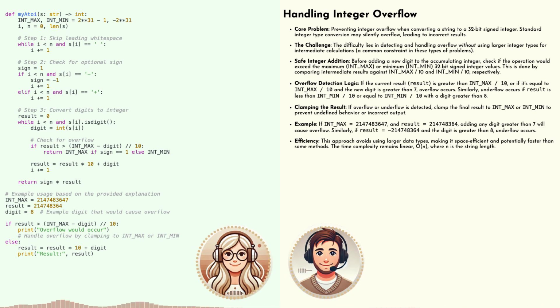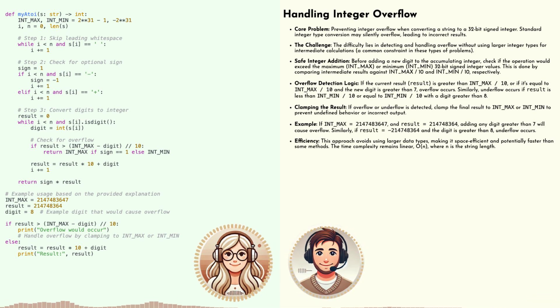The key is to be proactive. Before you perform any operation that could potentially put your result beyond those limits, you've got to check if it's safe to proceed. So it's kind of like looking before you leap. Yeah, exactly. A little bit of foresight goes a long way in coding. Makes sense. Okay, so give me an example.